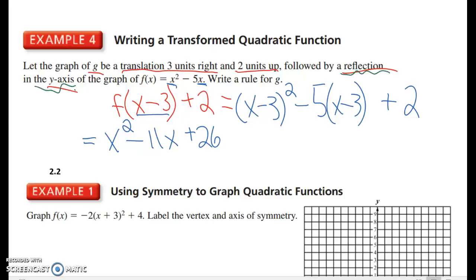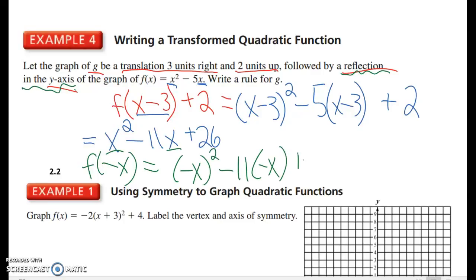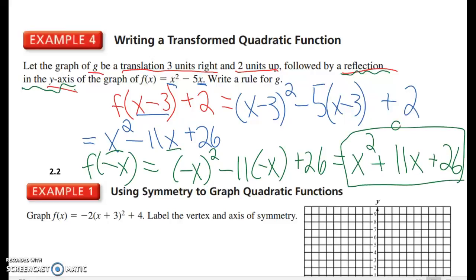Now I need to do a reflection in the y-axis. I know that a reflection in the y-axis means I have to plug in negative x everywhere that I see x. So to do that, my function would be negative x squared minus 11 times negative x plus 26. I can write this a little nicer by canceling out some negatives. Negative x squared is the same thing as x squared. Minus 11 times negative x is plus 11x, and then plus 26 stays the same. This is my g of x function.